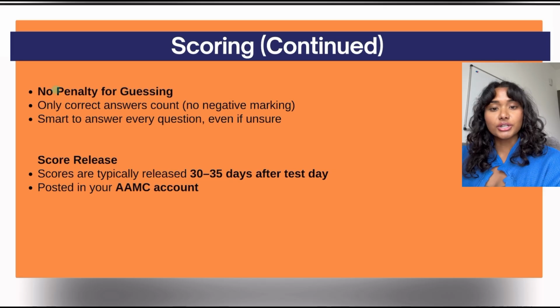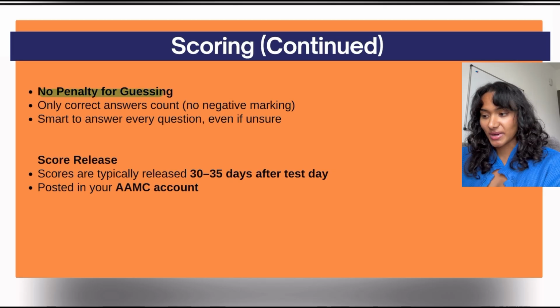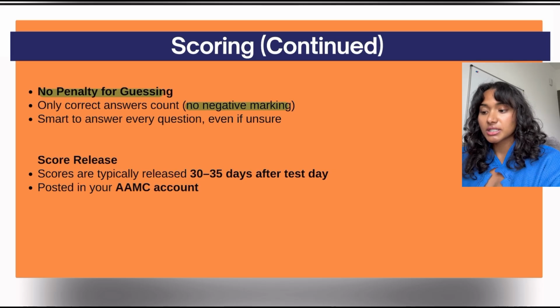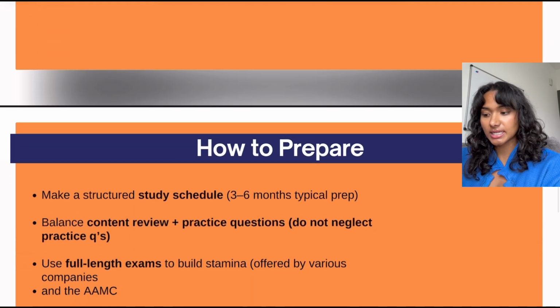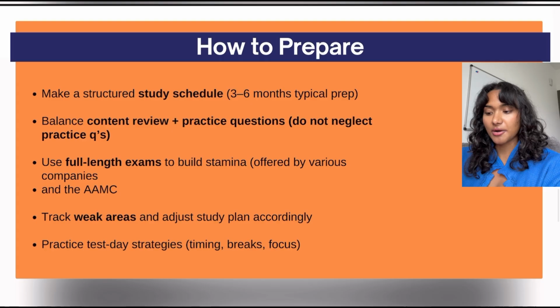Scoring continued: there's no penalty for guessing, so guess away. Only correct answers count, so there's no negative marking. It's smart to answer every question, even if you're unsure. Your score release usually takes 30 to 35 days after test day, and it'll be posted on your AMC account.